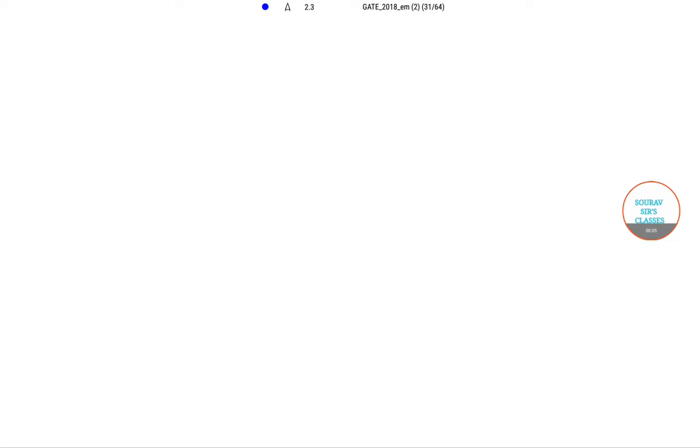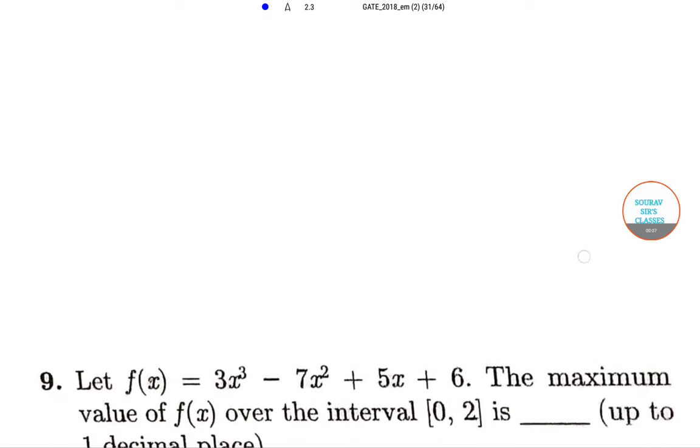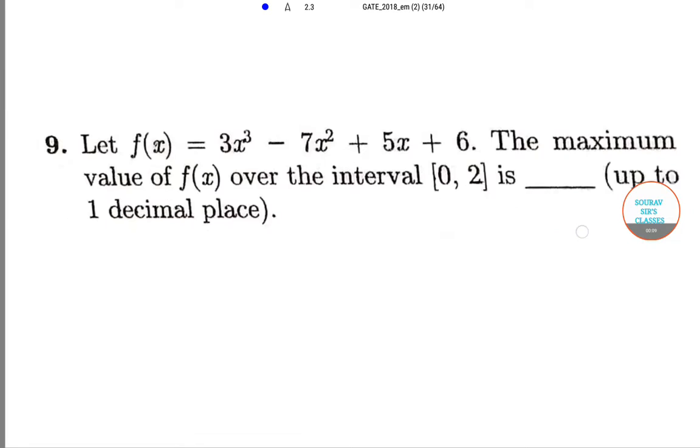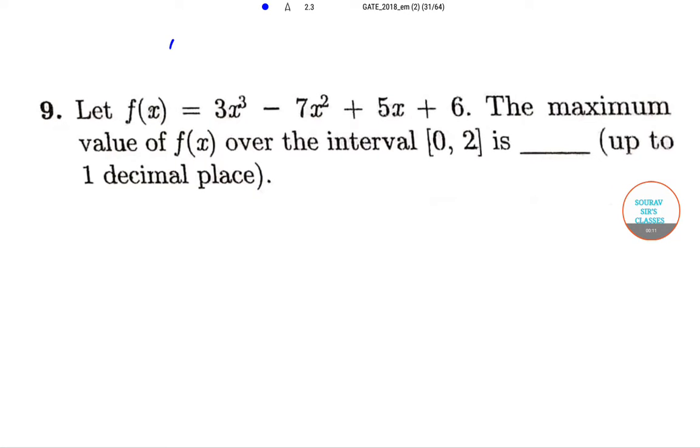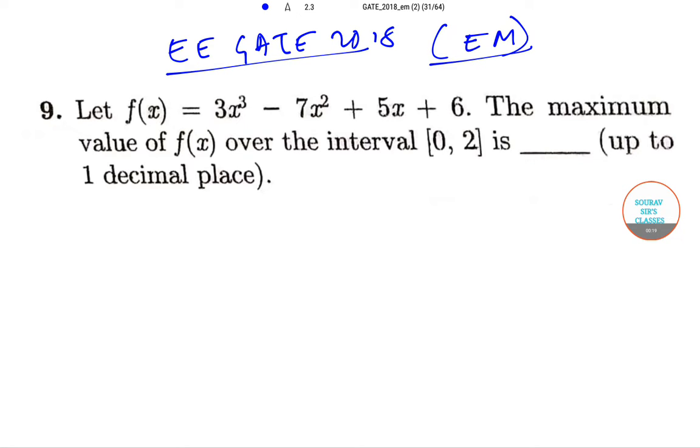Today we will be solving the electrical engineering GATE exam paper of year 2018. We will be solving the engineering mathematics portion. We will be solving question number 9 today.